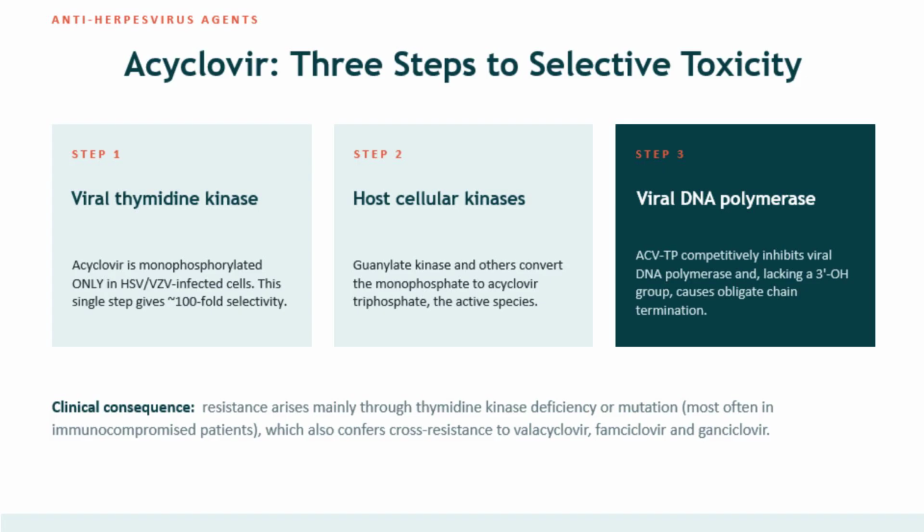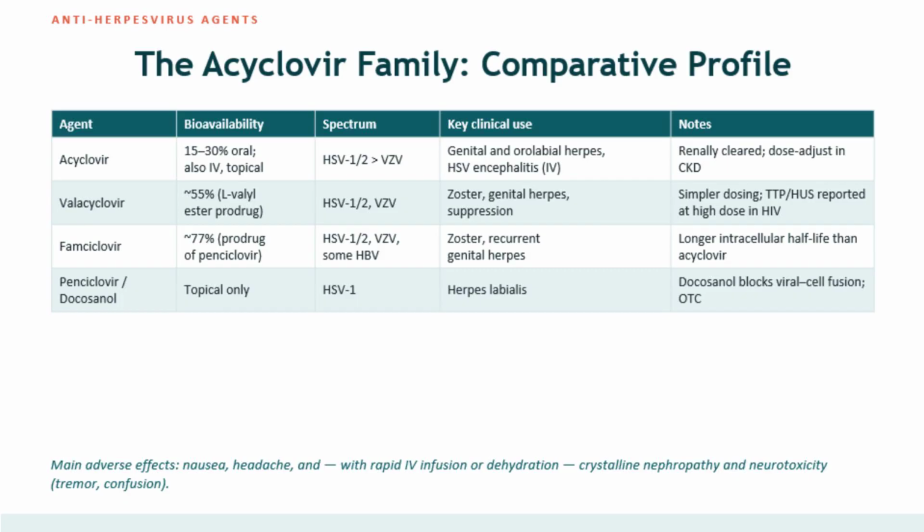Now look at the consequence at the bottom. If the virus loses thymidine kinase, the drug never gets switched on. That's the commonest resistance mechanism. It shows up mainly in immunocompromised patients, and it knocks out valacyclovir and famciclovir too, because they all depend on that same first step. Same family, different packaging, and this table is really about bioavailability.